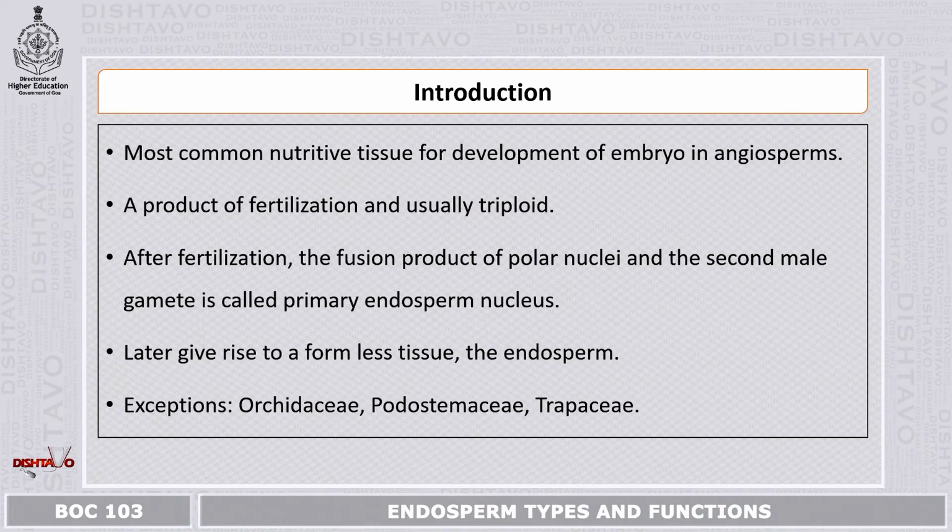Now, introduction to endosperm types and its function. Endosperm is the most common nutritive tissue which is used for the development of the embryo in angiosperms. It is a product of fertilization and it is usually triploid. After fertilization, it is formed by the fusion product of polar nuclei and the second male gamete and is called the primary endosperm nucleus, which later gives rise to different types of endosperm tissue. Exceptions are there, that is in Orchidaceae, Podostemaceae and Trapaceae. We don't get endosperm tissue.